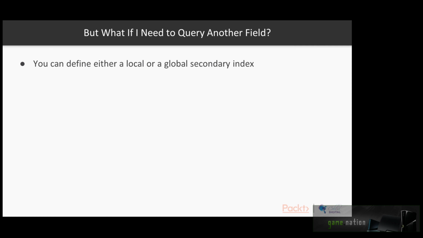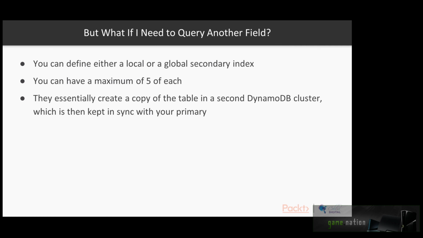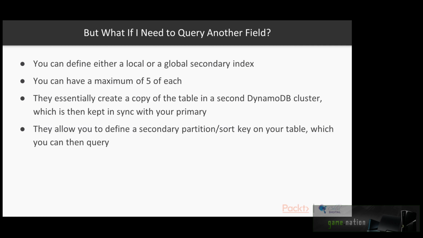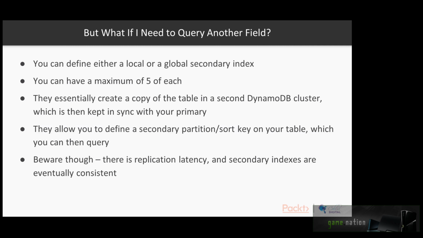But what happens if we need to query another field that's not our partition key or our sort key? Well, what we can do is define either a local or a global secondary index, and we'll go into this in detail a little bit later. We can have a maximum of 5 of each of these indexes. And what they do is they essentially create a copy of the table in a second DynamoDB cluster, which is then kept in sync with your primary. So this allows you to define a secondary partition key or sort key on your table, which you can then query. But beware, there is replication latency, and by their very nature, secondary indexes are eventually consistent.